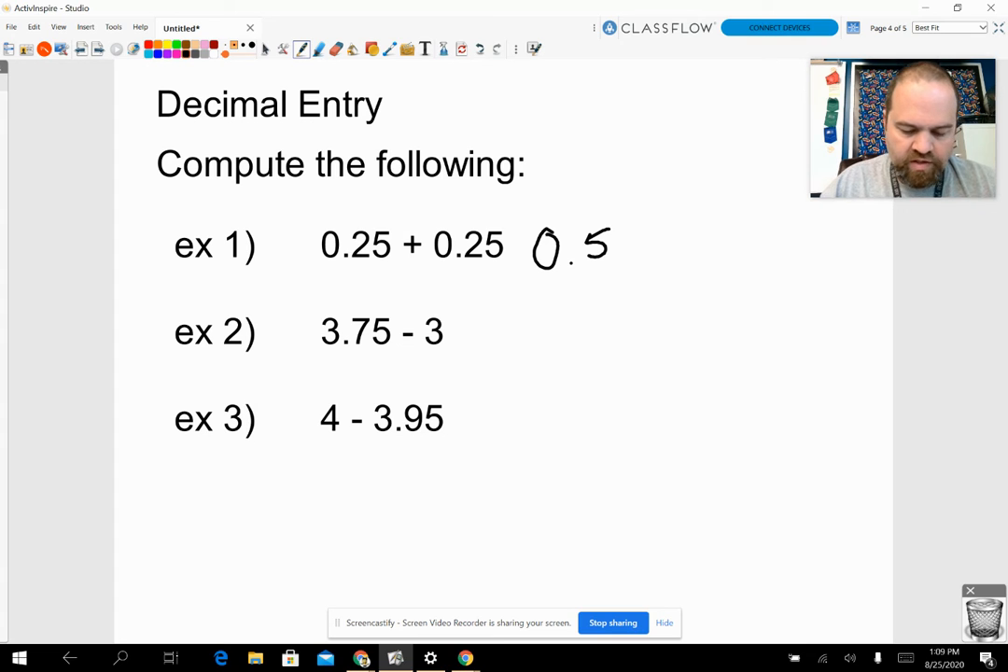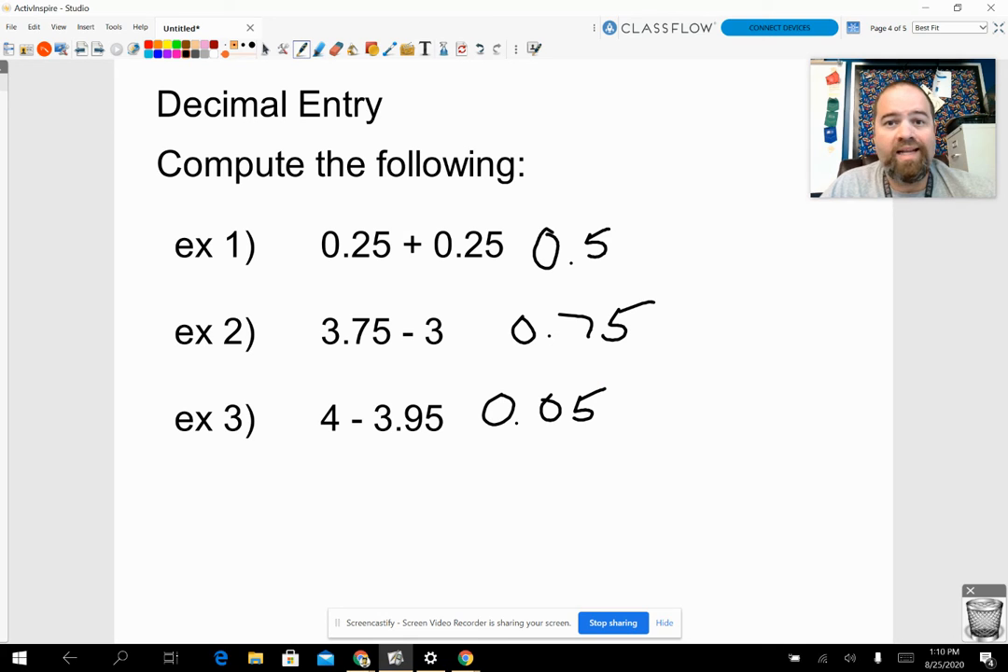And then, what do we got here? 0.75 and 0.05. Whoops, I made the mistake myself. 0.05 on the last one. And again, just zeros in front, no spaces between negatives, and we're good to go.